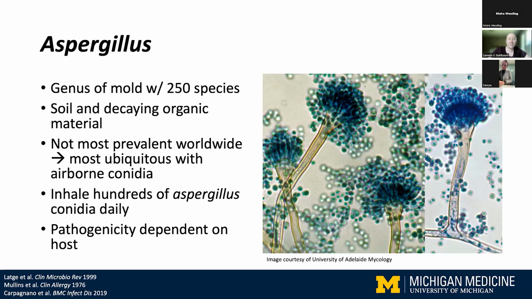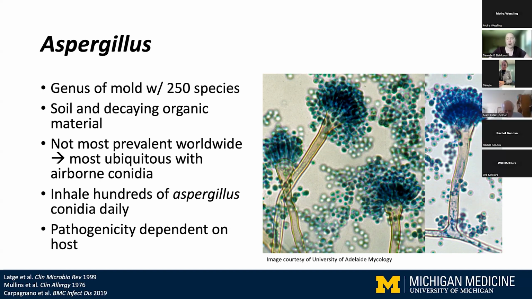So Aspergillus is a genus of mold with over 250 species. It's found throughout the environment, particularly in soil and decaying organic material. Essentially anything where there's organic material and water, you can get Aspergillus. It's not the most prevalent mold worldwide, but it's the most ubiquitous with airborne conidia. Conidia are the asexual non-motile reproductive spores or the fungal dust. You can see this picture here highlights all of them. Everyone inhales hundreds of these Aspergillus conidia daily, but whether or not that actually leads to disease depends on the host immune system.